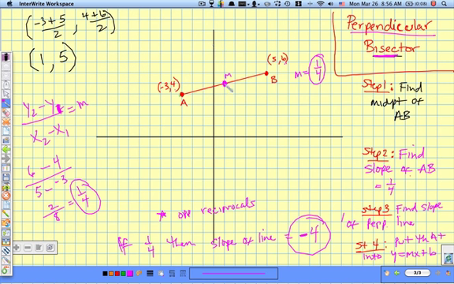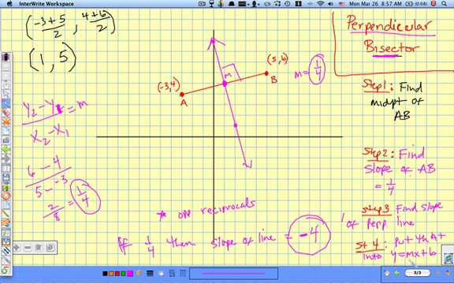So I'm going to go from here, I'm going to go down 4 and over 1. I could go up 4 and over 1 too. And if I just drew a line through that, there you go. This would be the perpendicular bisector because this is 90 degrees right there. But it's not asking you to draw it. It's asking actually for the equation.